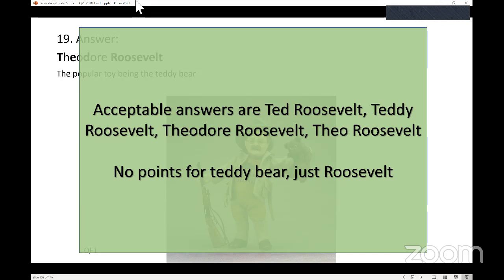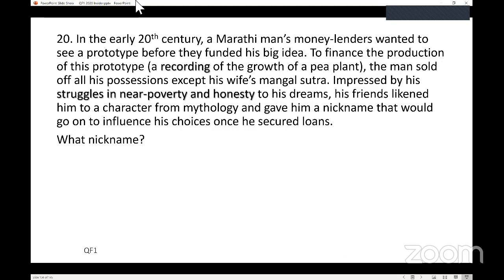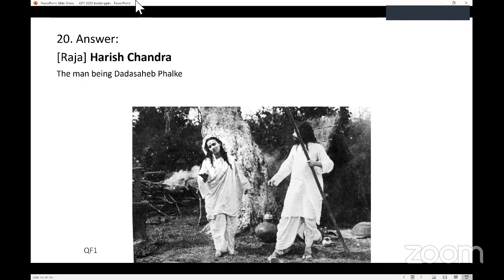And the last question of the quiz. Udbhav, please go on. This is Harish Chandra, Dada Saheb Phalke. Very good. So this is Raja Harish Chandra, and the man was Dada Saheb Phalke. The correct answer is, of course, Harish Chandra, because this is why Dada Saheb Phalke decided to make the first movie on his life.